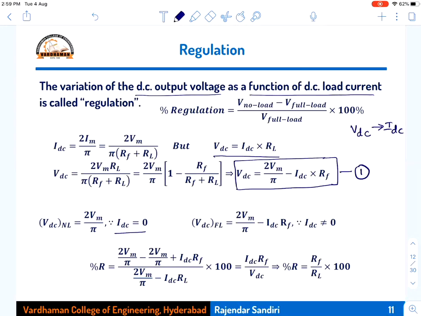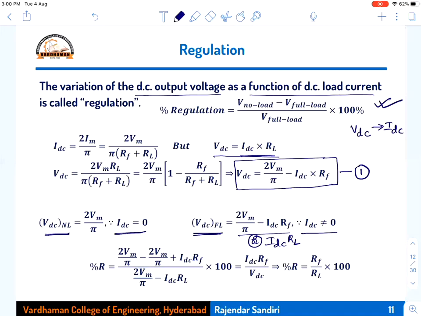Okay, so VDC no load is 2Vm by pi. VDC no load I am calculating by assuming IDC equals 0. VDC full load I am calculating by assuming IDC is not equal to 0. Not equal to 0 means the same equation applies, which was derived from IDC into RL. The current flowing in the load resistor is IDC and the load resistance is RL. So we can directly substitute these two values, VDC full load and VDC no load, in the formula: (V no load minus V full load) by V full load into 100.